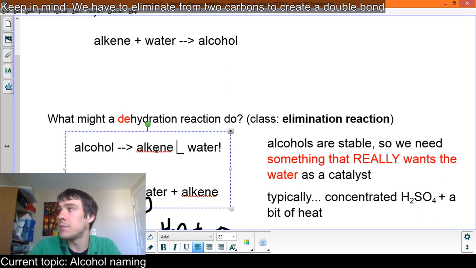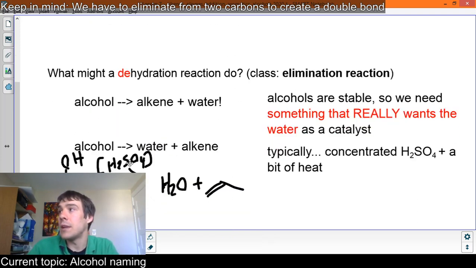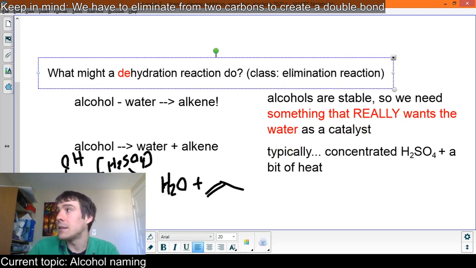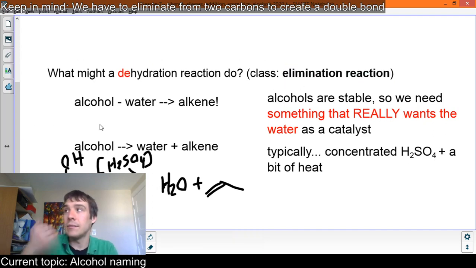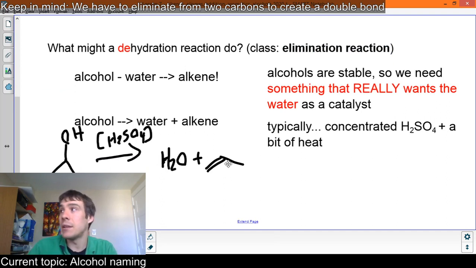Plus water, should be a plus. Here we go, plus water. So that's a dehydration reaction, and that's where the name comes from, dehydration, which is an elimination reaction. We're actually just ripping the water off of the molecule and installing a double bond like that.